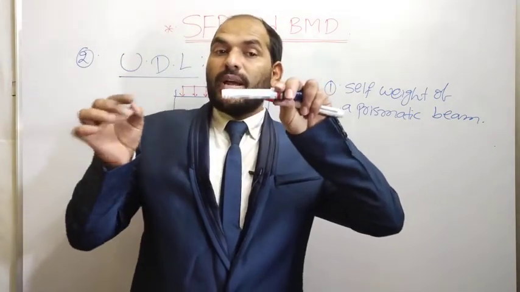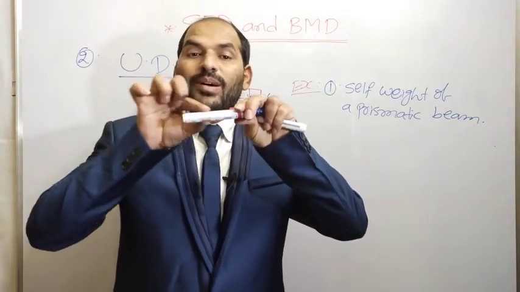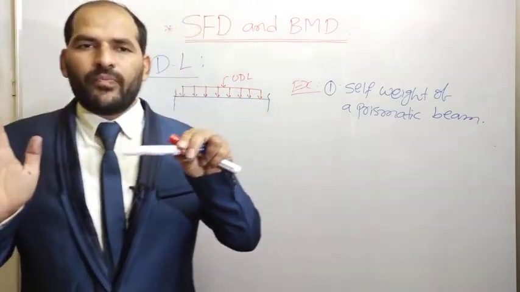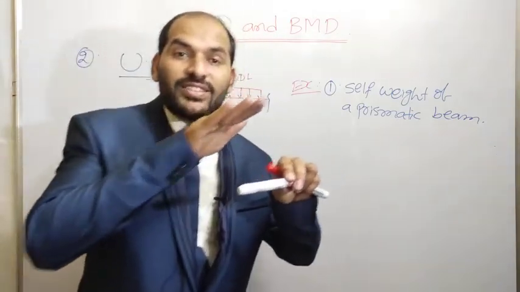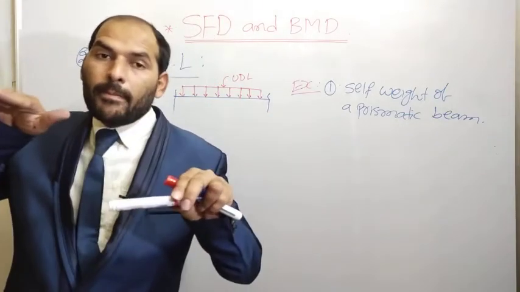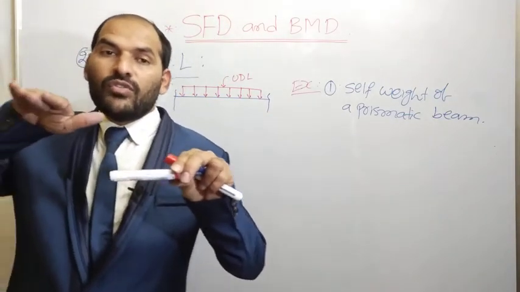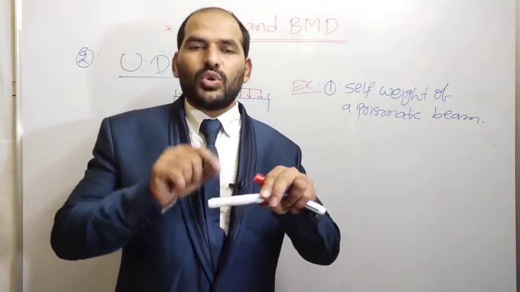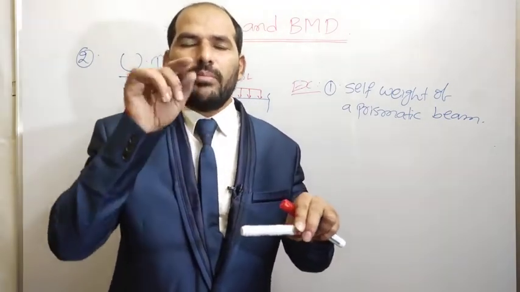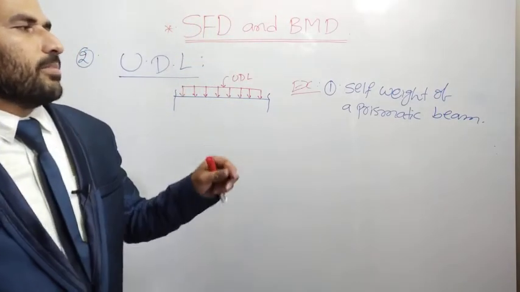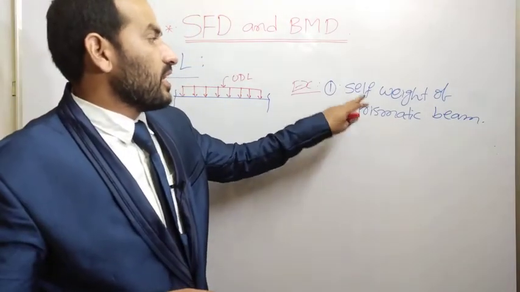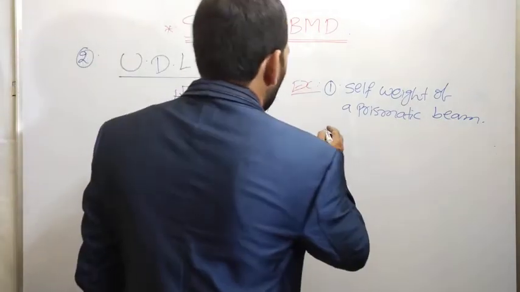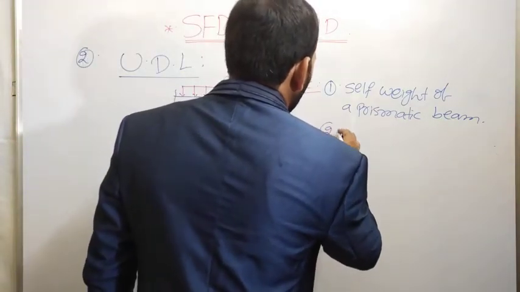This is the prismatic beam. A beam with a uniform cross section provided throughout the length of the member is called a prismatic beam. So the self weight of a prismatic beam is considered as UDL, uniformly distributed load.